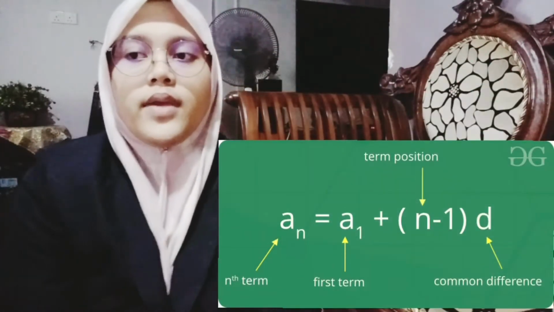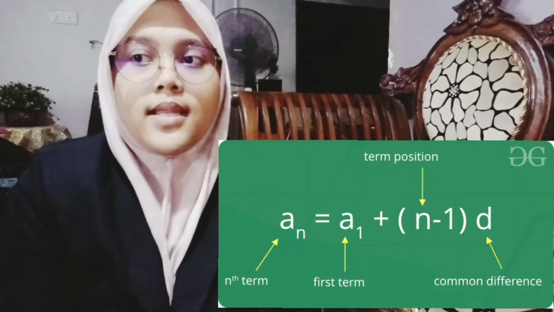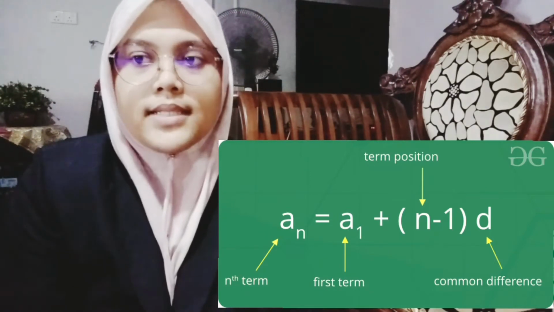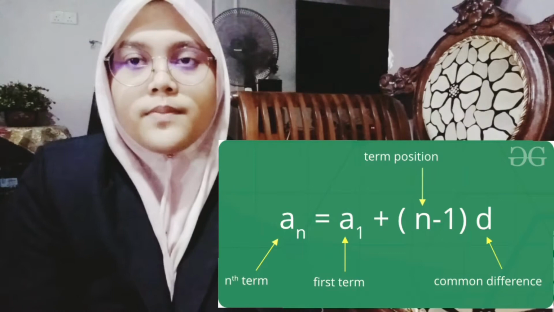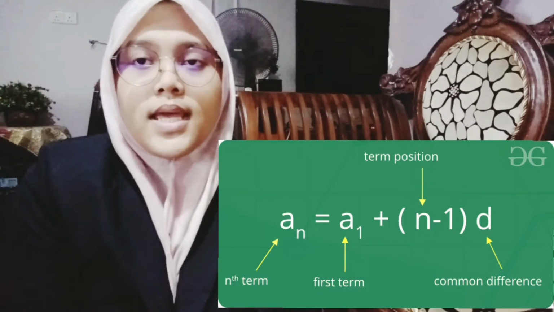The first formula is to find the nth term, which is in this picture. You can see that an, or we can call Tn, is equal to a plus n minus 1 multiplied by d, where Tn is the nth term, a is the first term, d is the common difference, which can be determined by Tn minus Tn minus 1, and n is the number of terms.